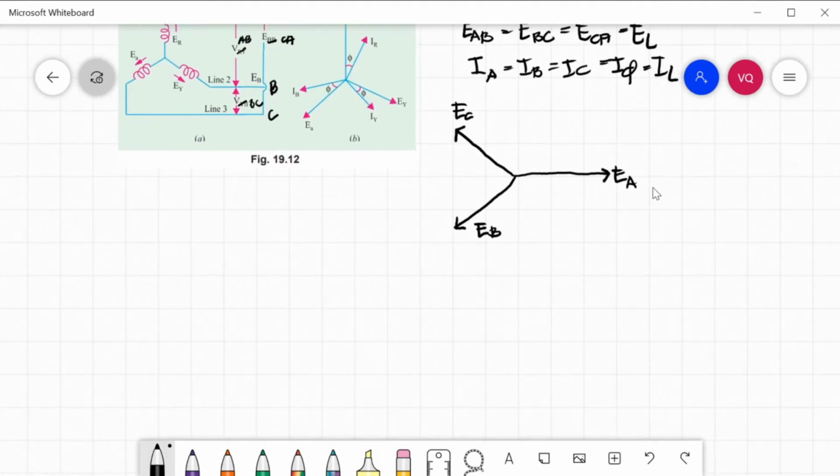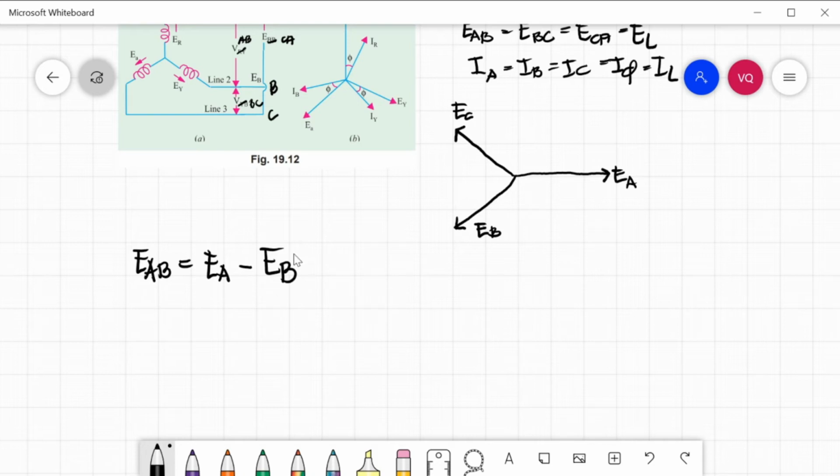So this is the vector diagram of your phase voltages, and we will calculate the relationship between the phase voltage and the line voltage. As we said earlier, your line voltage EAB is the vector difference of phase voltage EA and phase voltage EB. So that is EA minus EB.